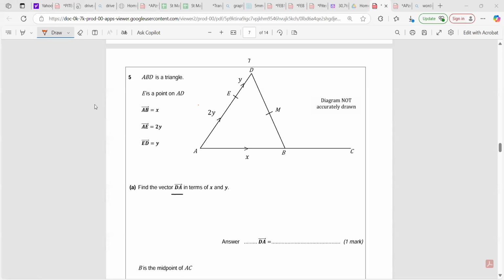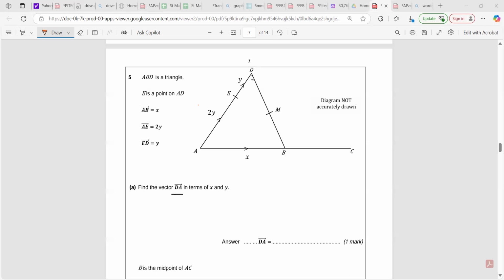All right. So we have ABD, that's the triangle, right? And E is on AD. AB, so from A to B, which is this, is equal to x. A to E is 2y. E to D, which is here, that's y. And let's say find the vector DA.